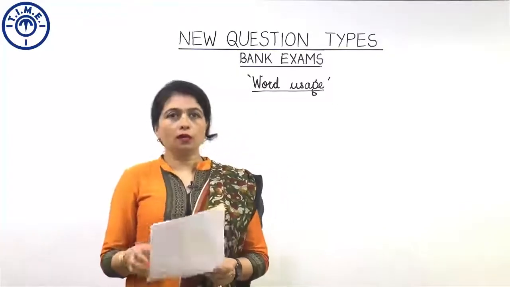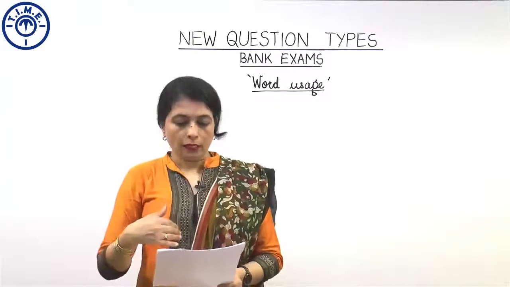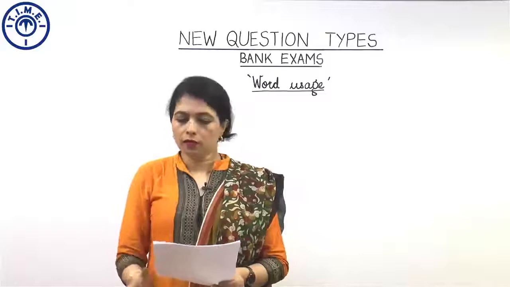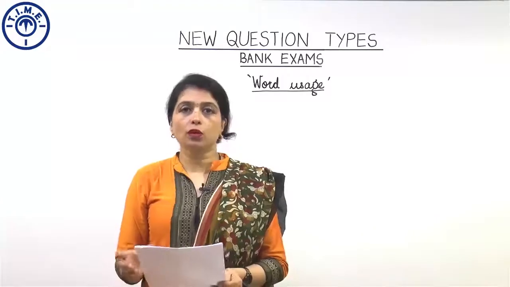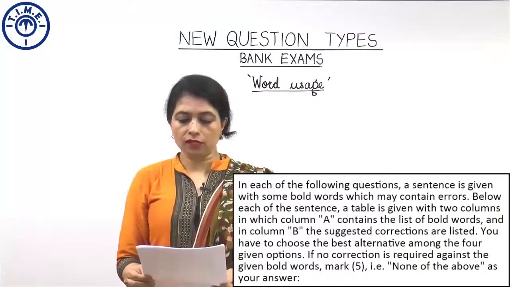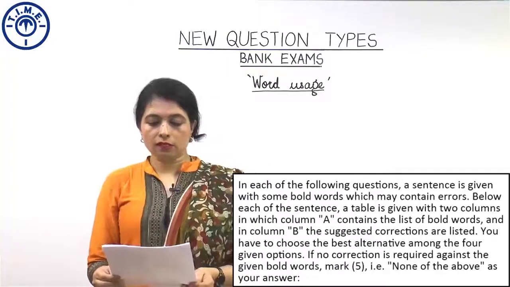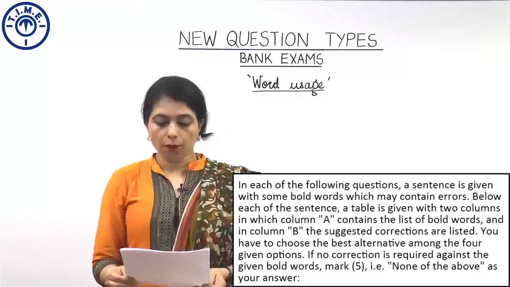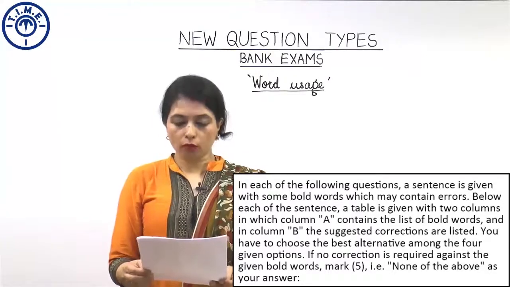Please take a look on the monitor when the directions will appear here on the monitor, and as I advance, the questions will keep appearing on the monitor for you to keep track of them, right? So, there are two questions first of this type which we have named word usage, and the directions are: in each of the following questions, a sentence is given with some bold words which may contain errors. Below each of the sentence, a table is given with two columns in which column A contains the list of bold words and in column B the suggested corrections are listed. You have to choose the best alternative among the four given options.